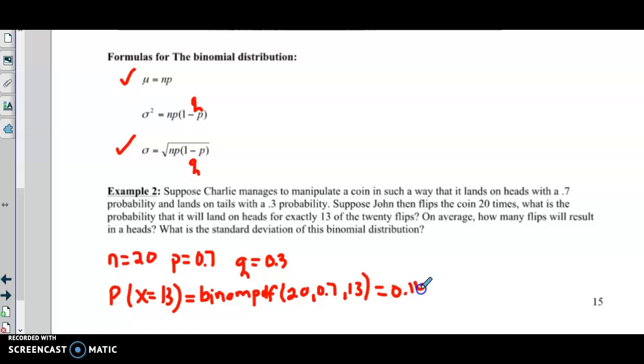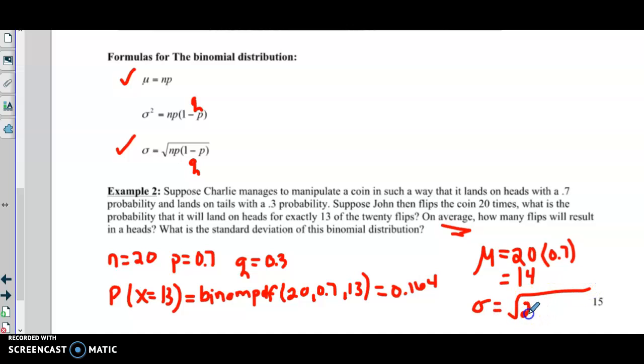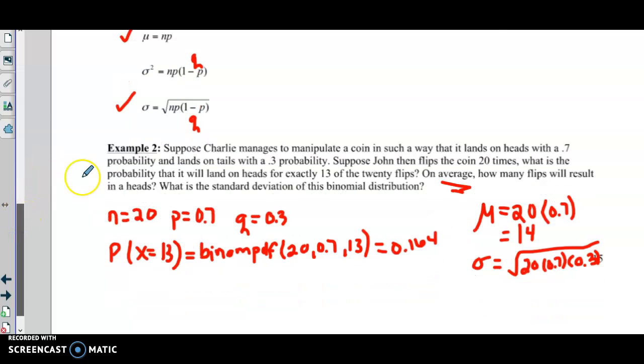And then the question asked me something else. I got a minute left on my recording. On average is mean. How many flips will result in heads? So mu is N times P. So I'm just going to do 20 times 0.7. So that's going to be 14, I believe. And standard deviation, I'm going to do the square root of NPQ. So square root of 20 times 0.7 times 0.3. And you can go ahead and type that in the calculator, whatever you get when you type that in. My recording is out of time, so I hope that helps you a little bit with those guided notes.